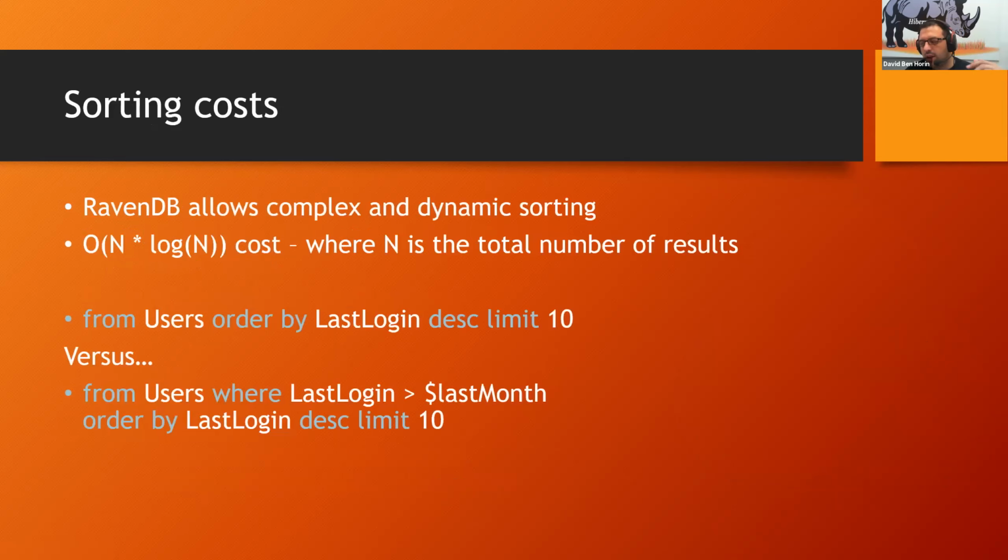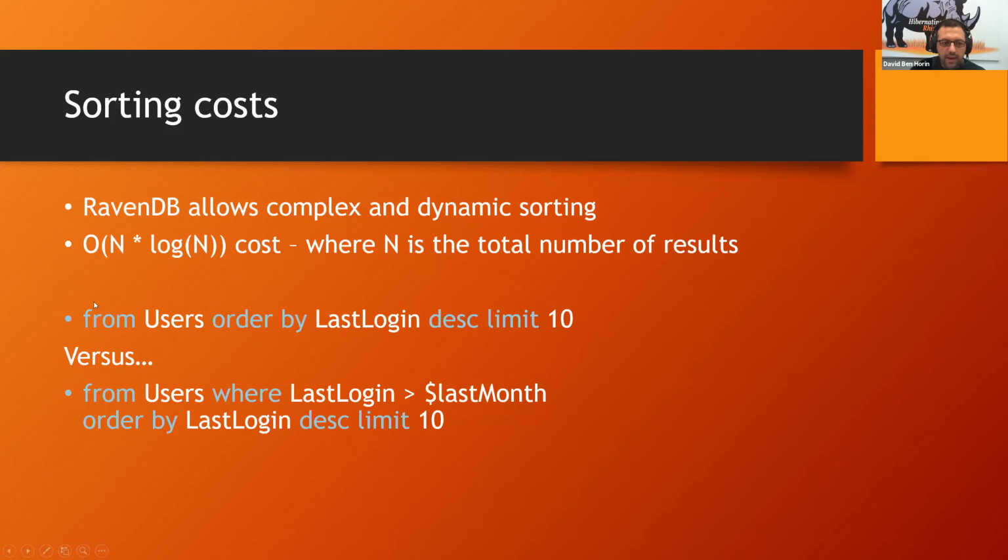Another thing to take into account is sorting. RavenDB lets you do sorting any which way you want, but this is an issue. We have to do the actual sorting. Sorting has a cost of n log n, where n is the total number of results. So take a look at these two queries. They're probably going to have the same results, but they're going to have drastically different performance cost inside of RavenDB.